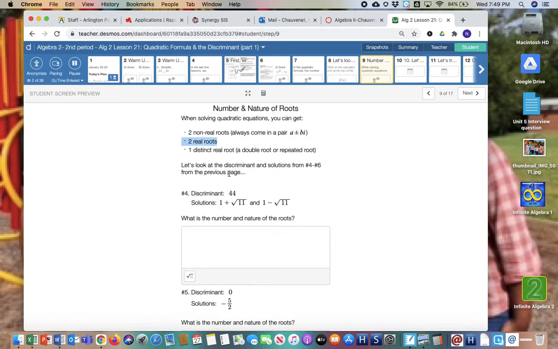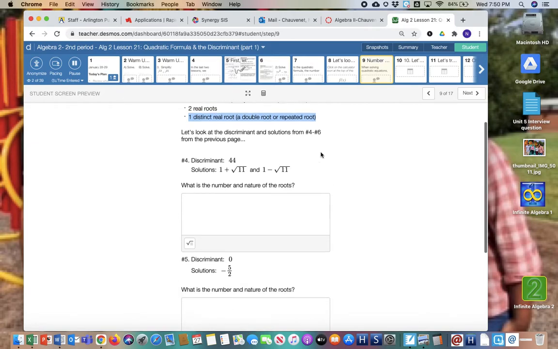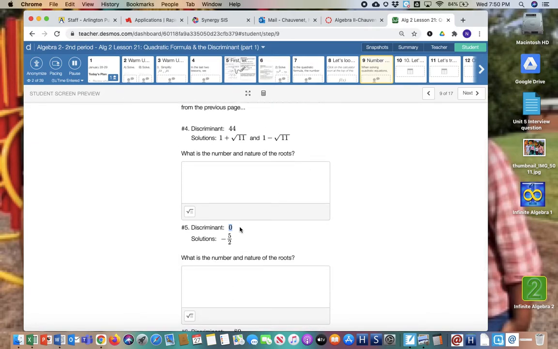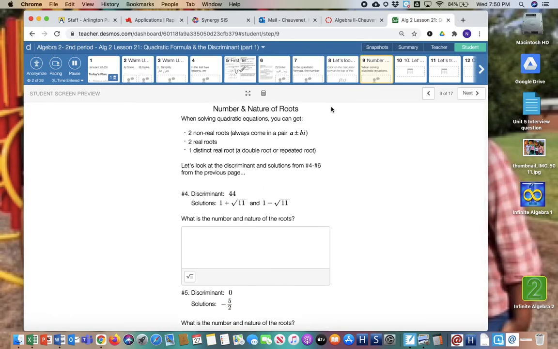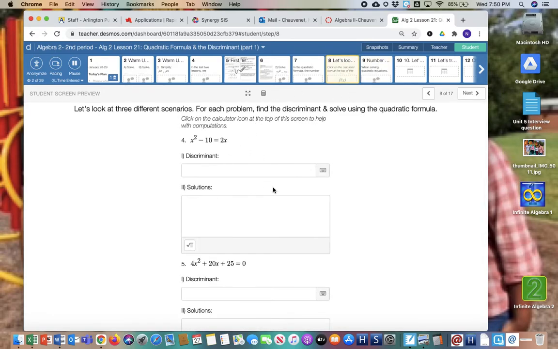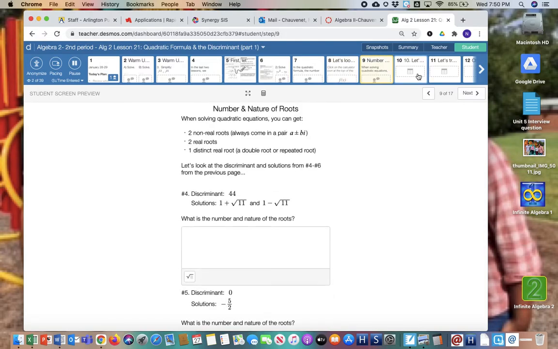You can get a discriminant where it causes you to get 2 real roots. This is generally our most common one, and that's going to happen anytime the number is positive. So you get 2 real roots like you get here. Or you can get 1 distinct real root. What that means is basically you do get 2 answers, but you just get the same answer 2 times. That only happens when the discriminant is 0. And that's the only time with the quadratics here where you're just going to write the 1 solution. Okay? So that's what the discriminant looks like. Make sure you work through screen 8, and then you can check your answers here on screen 9.